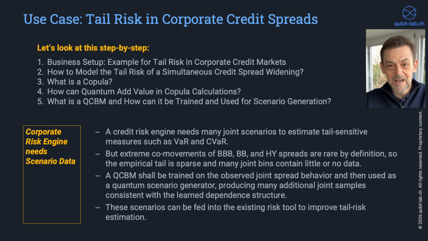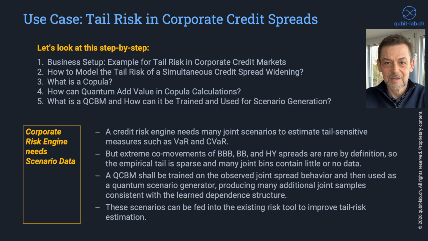So what is the actual risk management problem we are trying to solve? A credit risk engine needs many joint scenarios to estimate tail-sensitive quantities such as value at risk, conditional value at risk, or CVaR. But extreme co-movements of BBB, BB, and high-yield spreads are rare by definition, so the empirical tail is sparse. Many relevant joint bins contain very little data or no data at all.